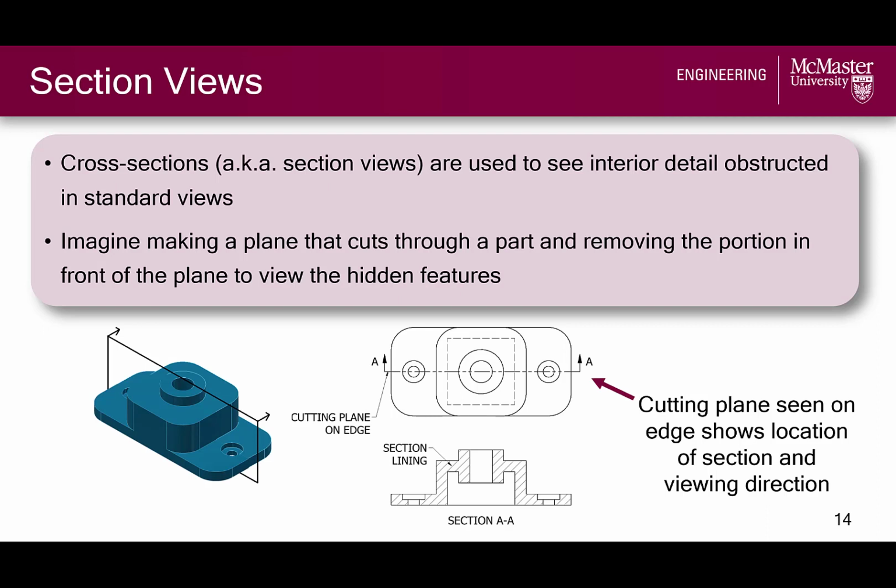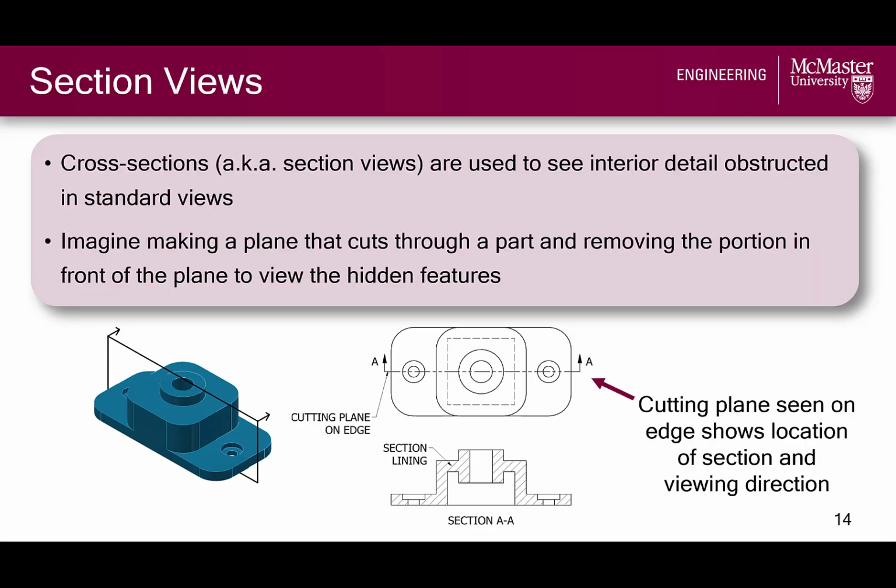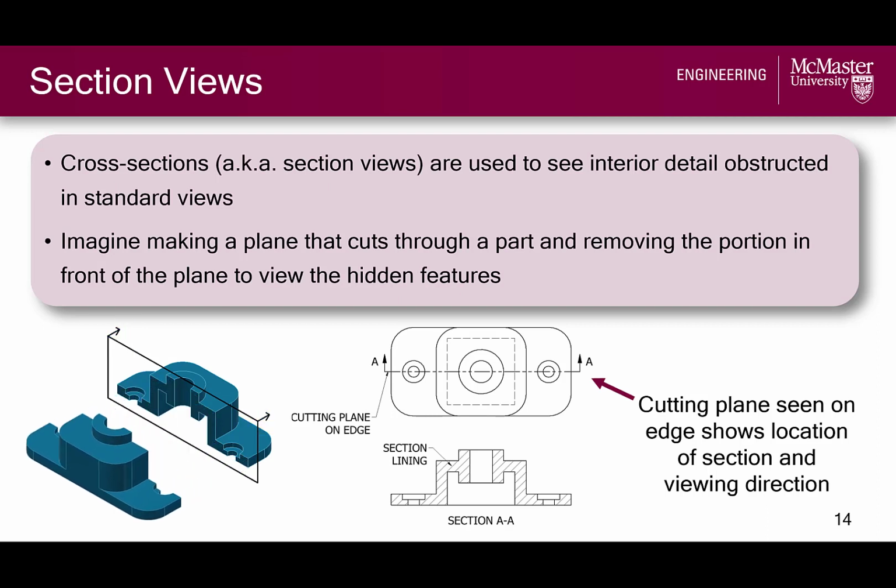To understand how a section view is generated, imagine taking a cutting plane and cutting through a part as shown with this cutting plane dividing a part in 2. We then take a viewing direction normal to the cutting plane, as indicated by the arrows, and we remove the portion of the part between the viewer, which is ourselves, and the plane, and we project the remaining portion onto our cutting plane to get our section view.